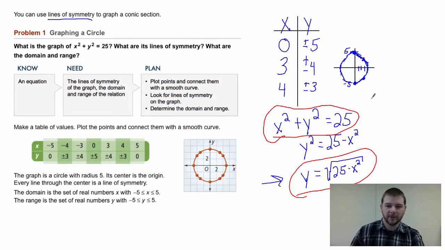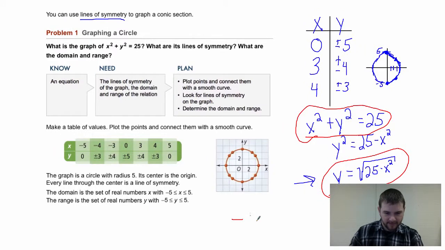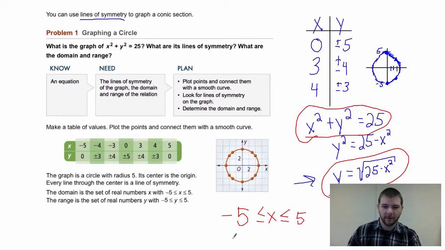Recall, domain represents all of the x values or the input values of the function. Our function extends from -5 to +5 in terms of its x values, so -5 is less than or equal to x, which is less than or equal to 5. And our range refers to our y values, and it's something very similar. -5 is less than or equal to our lowest y value, so y is less than or equal to 5. So these compound inequalities provide for us all of the x and y values that our graph assumes.